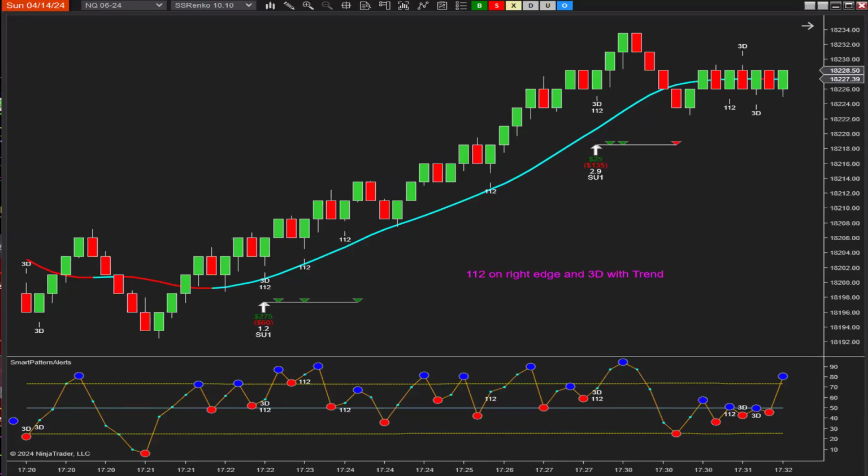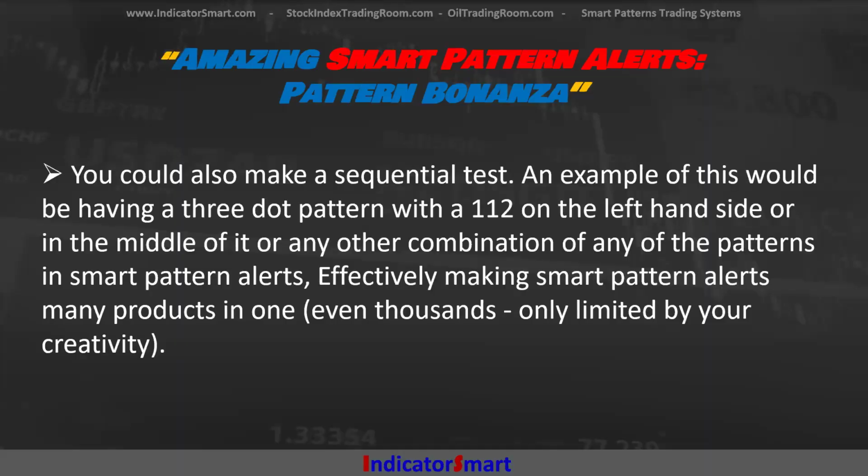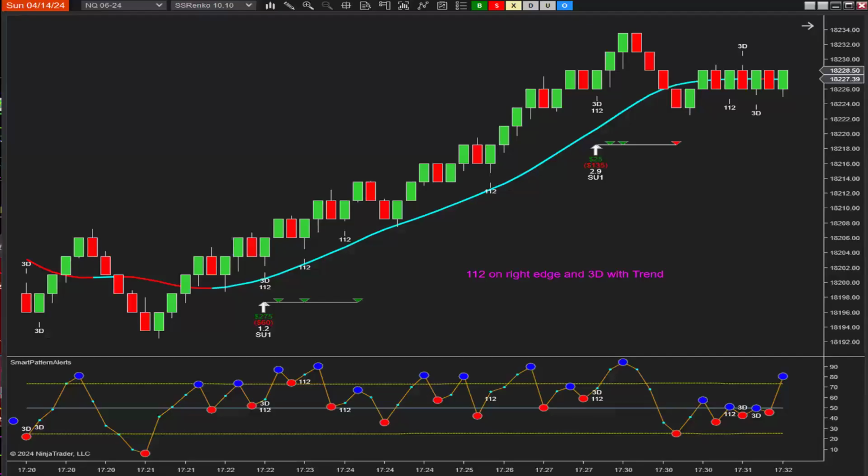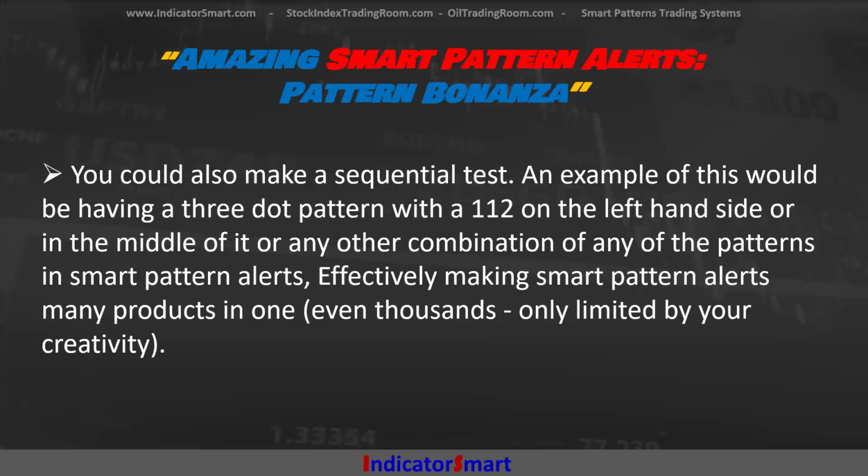But I can also feed them into other software, do coding with it. You can also make a sequential test. Now that one was both at the same time. You had a 3-dot and a 112 at the same time. So in this example, let's say I wanted to have a 112 on the left-hand side instead of the right-hand side. What we had here was the 112 on the right-hand side of the 3 dots. Now let's say I wanted to test if it was in the middle or on the left-hand side. So a 3-dot pattern with a 112 on the left-hand side or in the middle, or any combination that I wanted to do with any of the patterns.